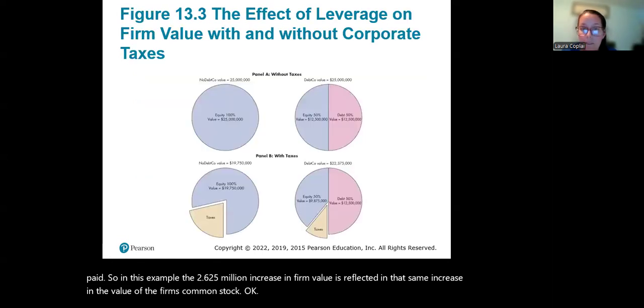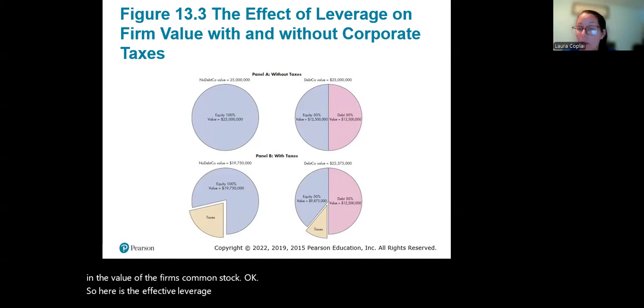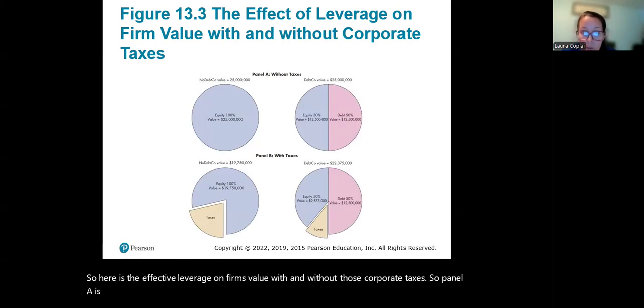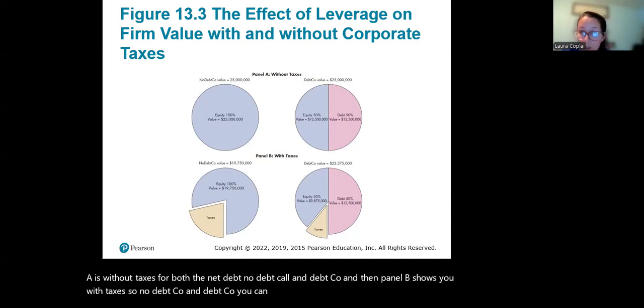So here is the effective leverage on firm's value with and without those corporate taxes. Panel A is without taxes for both the no debt co and debt co. And then panel B shows you with taxes, so no debt co and debt co. You can see that the piece of the pie that is for taxes is much smaller than that of no debt co.